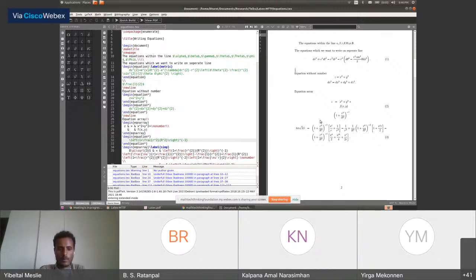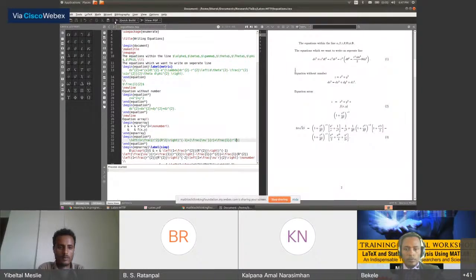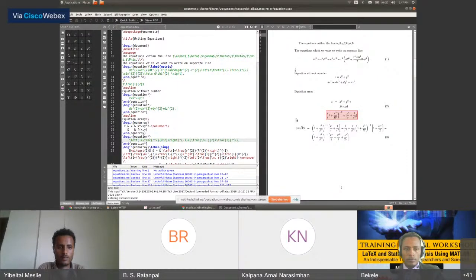Yes. Now the next term is ν' by r plus 1 over r squared. So plus, again square brackets, then \frac, I will write \nu' over r plus \frac 1 over r squared. When I run this, you can again see the text is floating out of the brackets.